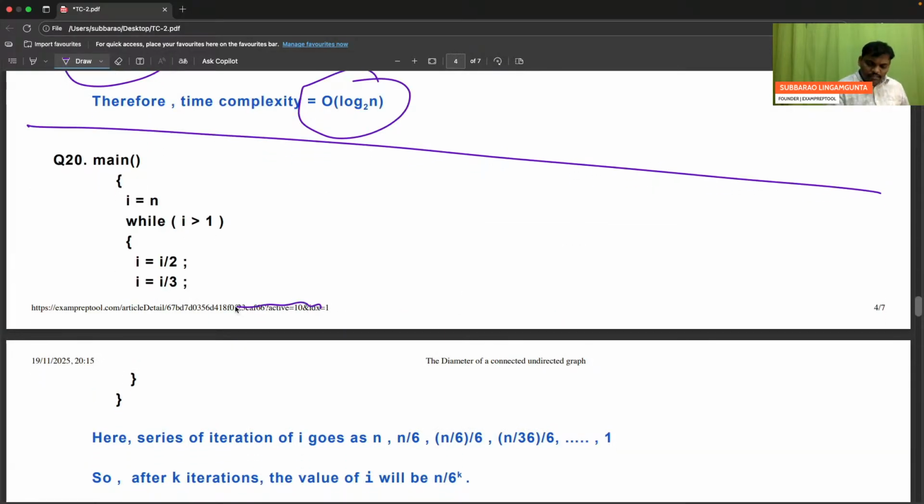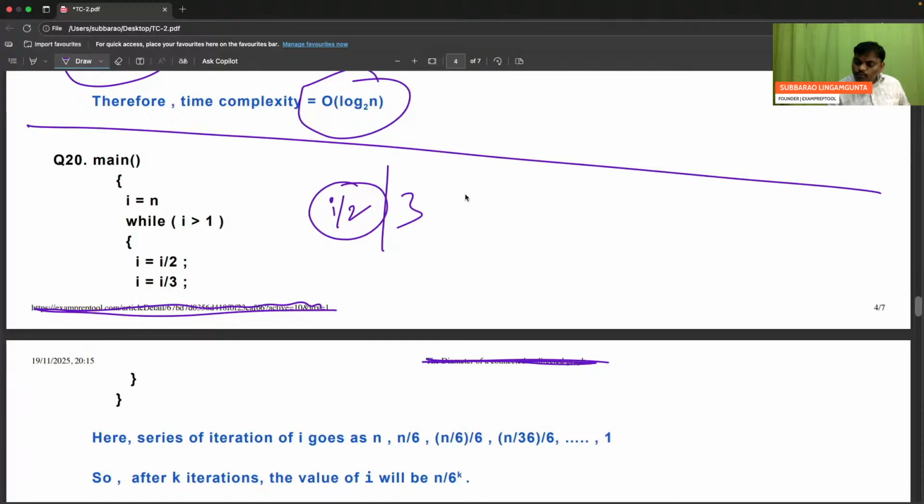Let me remove the unnecessary. Now see the answer. I think same story. See this one. Everyone listen. You are doing by 2. Whatever you have by 2, again that one you are doing by 3, which became i by 6. I is equal to i by 6.